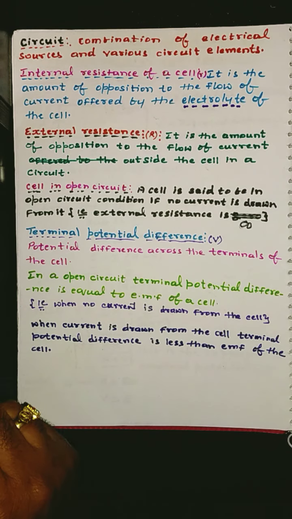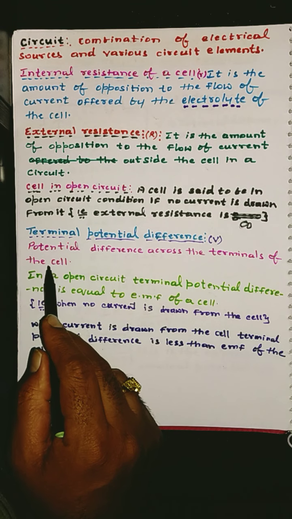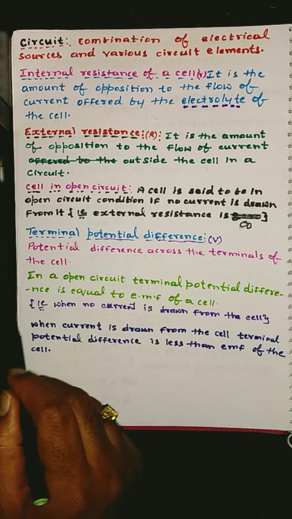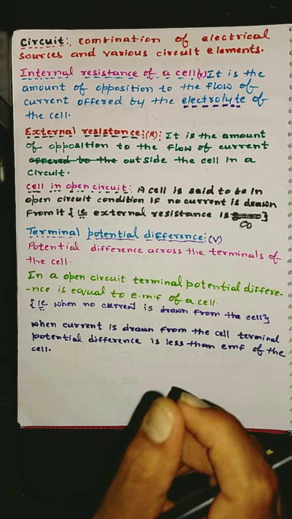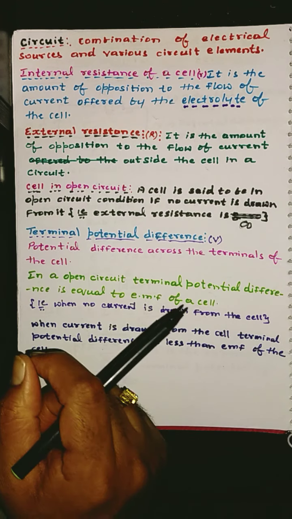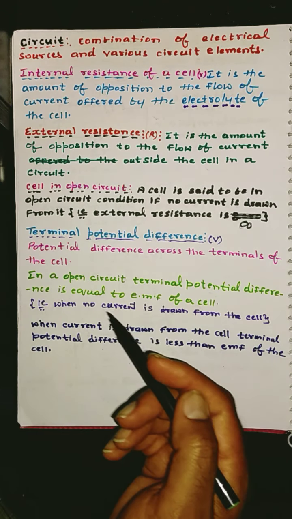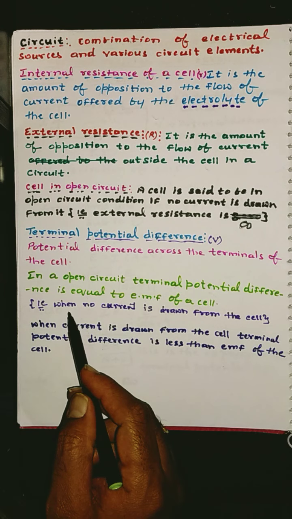Terminal potential difference. Already I have told you about this. Potential difference across the terminals of the cell. See, if you are measuring the potential difference across the terminals of the cell, that is nothing but the work done in driving the current against the external resistance.